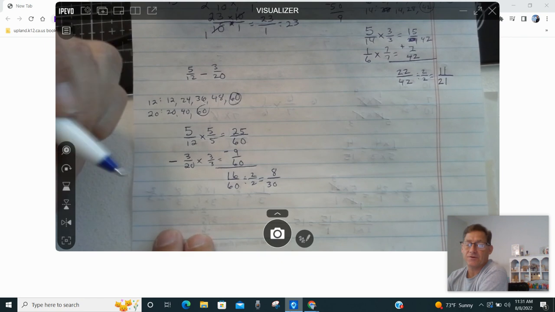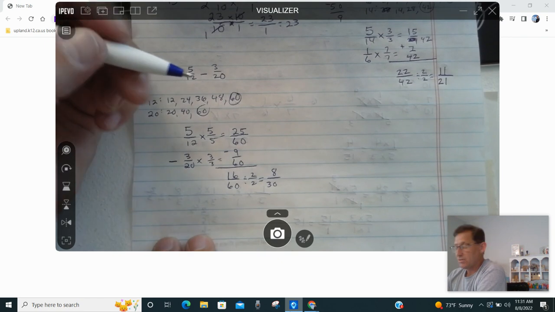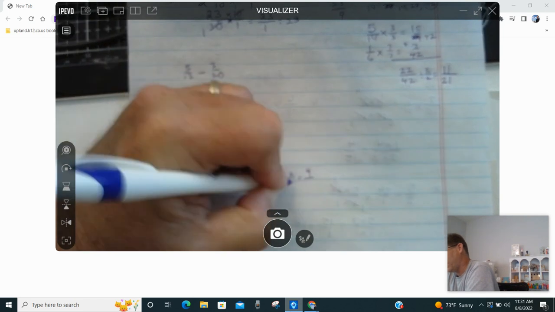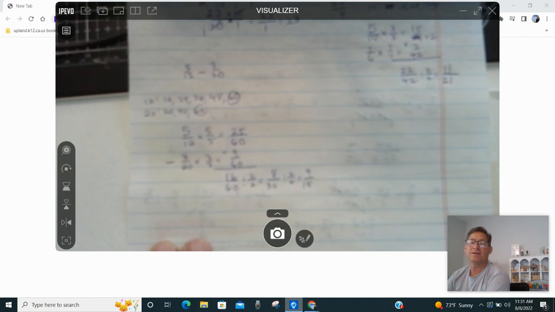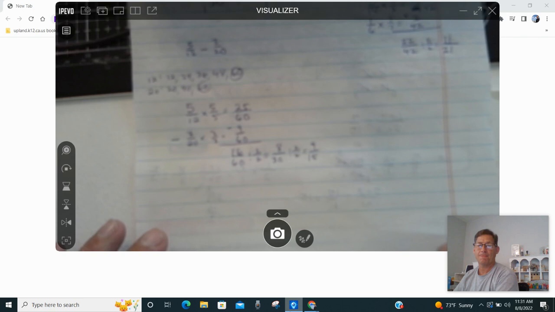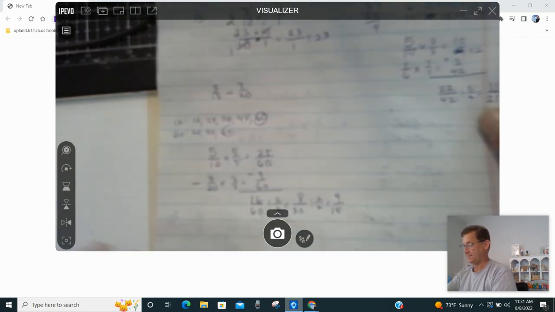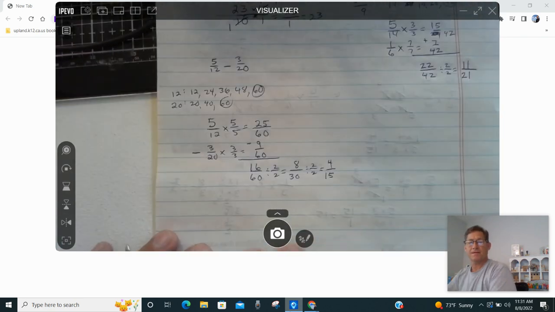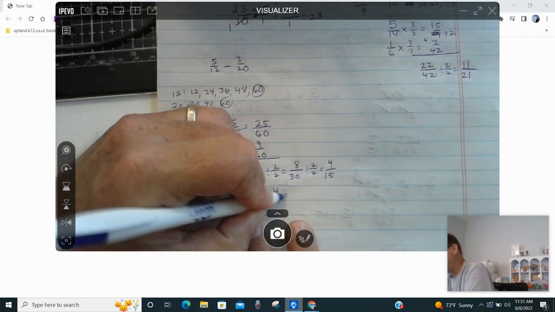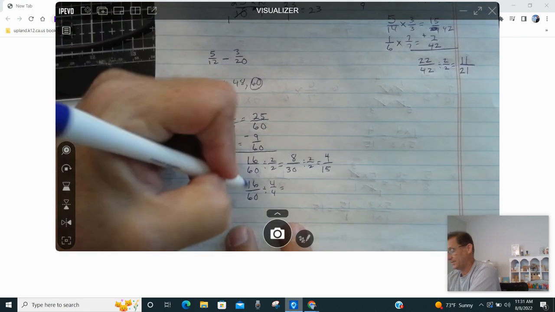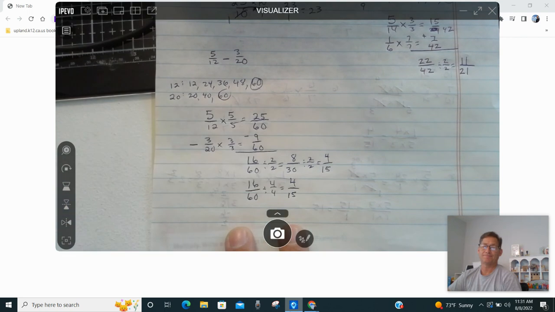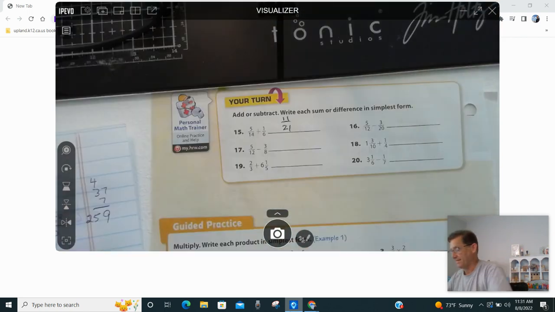See, so I didn't divide by the greatest common factor, right? So let's try again. Divide by 2. 8 divided by 2 is 4, and 30 divided by 2 is 15. So 4/15 is the simplest form of 16/60. So what I should have done to do that in one step is divide by 4. 16 divided by 4 is 4. 60 divided by 4 is 15. So 4/15.